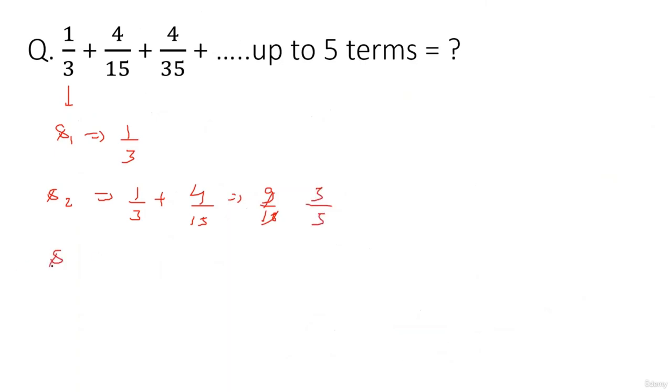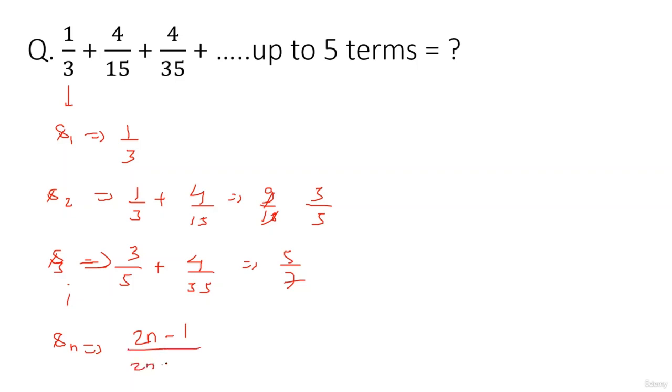Okay, if you take the first 3 terms, you must have understood the pattern by now, I'm just doing it for confirmation. If you take the first 3 terms, guys, what will the sum be? 3 by 5, which was the sum of 2 terms, and you are adding 4 by 35. So we multiply and divide by 7: 7 times 3 is 21, plus 14, that gives 5 by 7, right? So you can observe very clearly, right, guys? Here the sum of the n terms is nothing but 2n minus 1 divided by 2n plus 1, right?